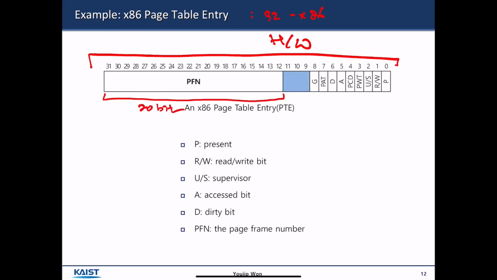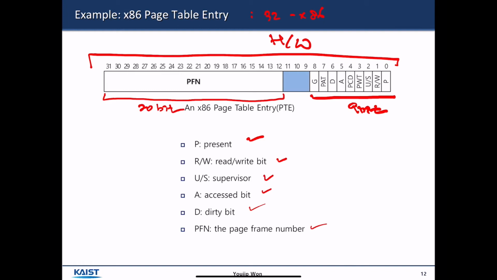And there are 9 bits allocated for a flag. So there are the present bit and read-write protection bit, and there is the supervisor bit, and there is also a bit that indicates whether this page has been accessed or not. And then there is the dirty bit, and then there's the page frame number.